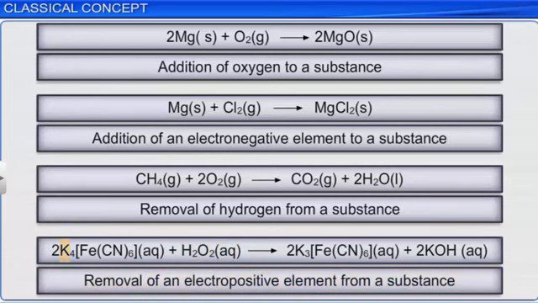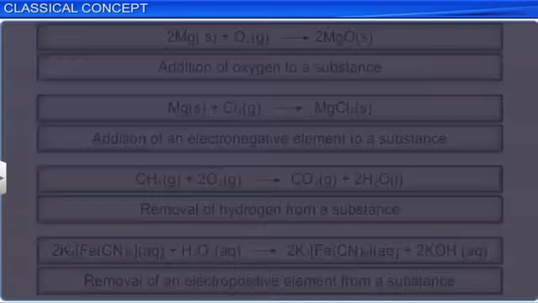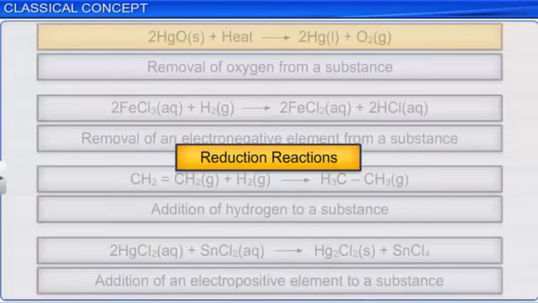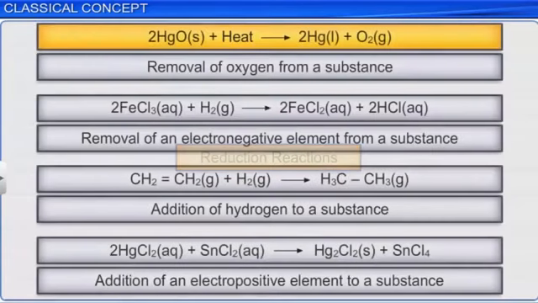According to the classical definition of reduction, here are some examples of reduction reactions. In the first equation, mercuric oxide on heating gets reduced and forms mercury and oxygen. In the second equation, when ferric chloride reacts with hydrogen, electronegative element, chlorine will be removed and ferrous chloride will be formed.